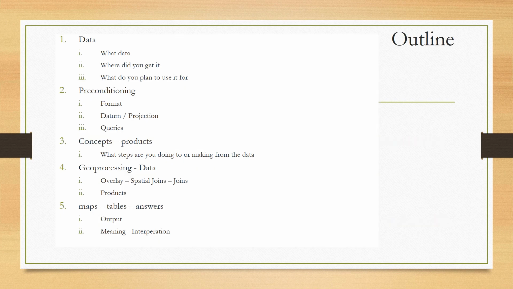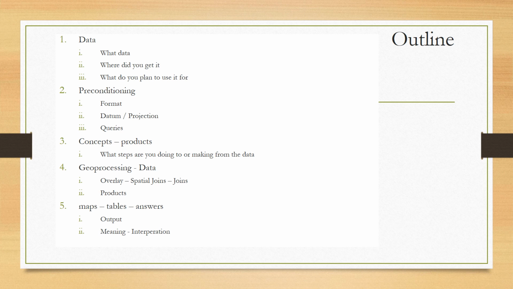So here is sort of what that outline would look like in the totality of it all. Data. What data? Where did you get it? What do you plan to do with it? Preconditioning things. What format did the data come in? Were there any issues with projections? Did you have to do any queries or reclassifications, that sort of stuff, before you could actually begin to do things with it?